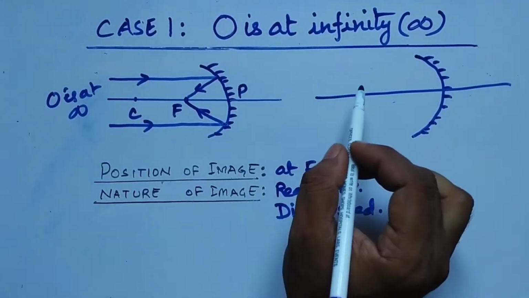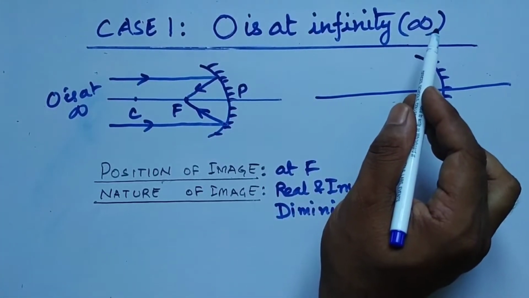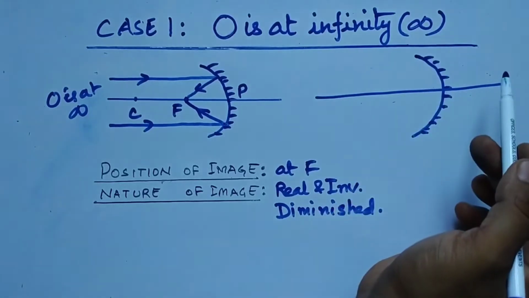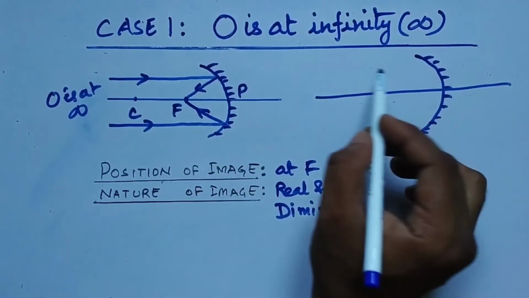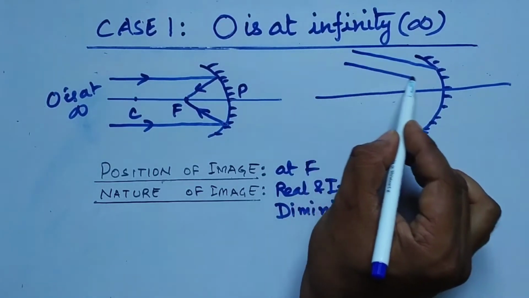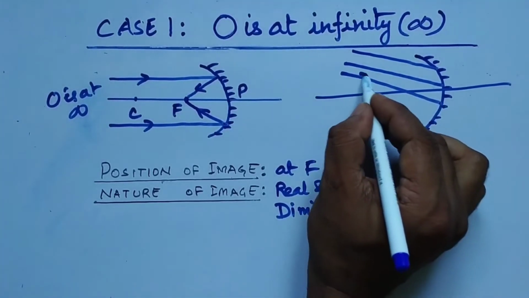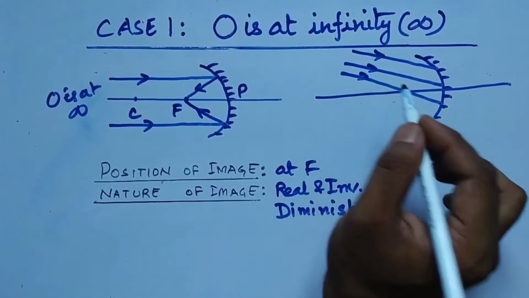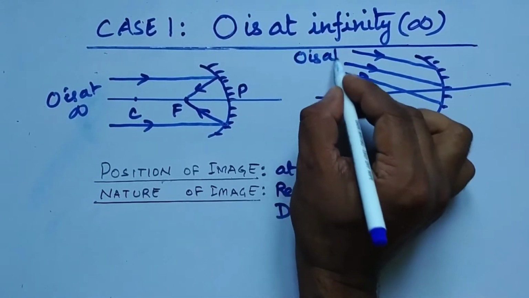We all know that if the object is at infinity, then the rays that are coming from the object should be parallel to each other. In this case, they are parallel to the principal axis, but it might be possible that the rays are taken parallel to each other, but not parallel to the principal axis. So this is another possibility that can take place, and here also in this case object is at infinity.